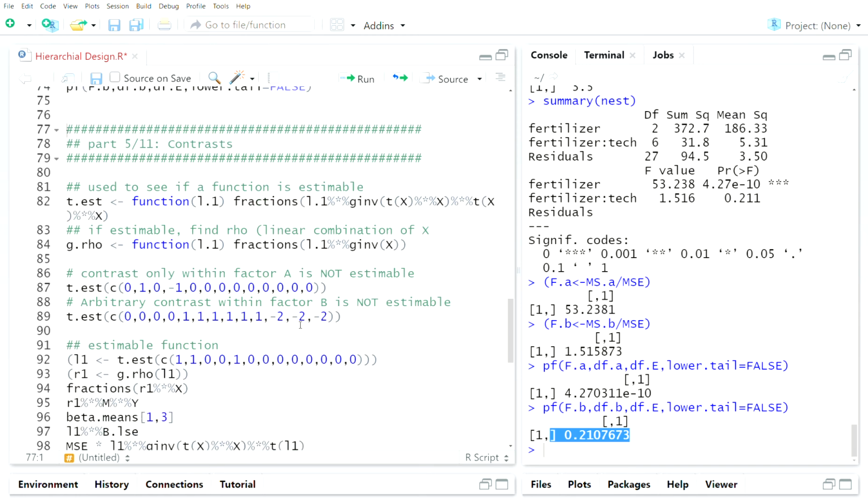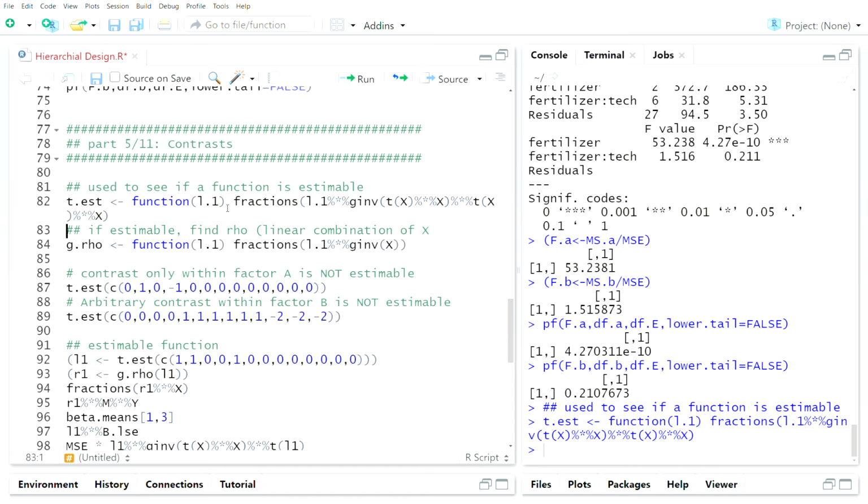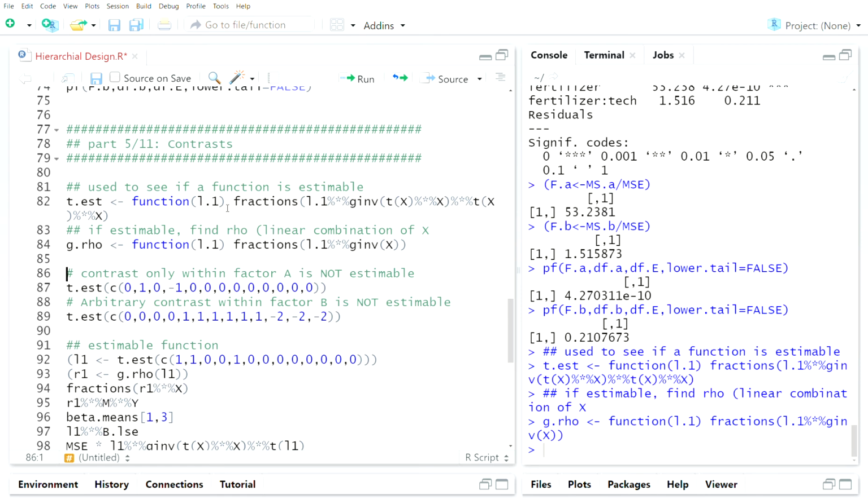Now contrast, I'm going to spend a little more time on it because it's important. So I create two functions basically so I don't have to keep typing the same thing. The first one is a test to see if that linear combination of the beta parameters is estimable. So you think of it as like the lambda transpose in part 5 when we're talking about contrast. The T stands for test, and then dot estimable, test if it's estimable. And then the G row means generate the row parameter. So it's the linear combination of the row space that makes it estimable.